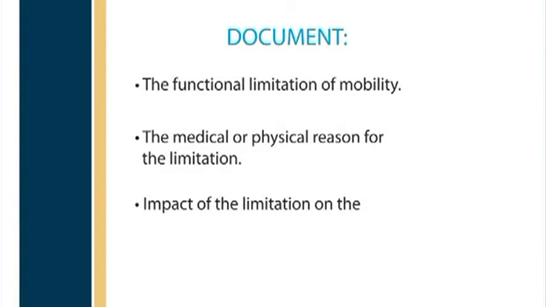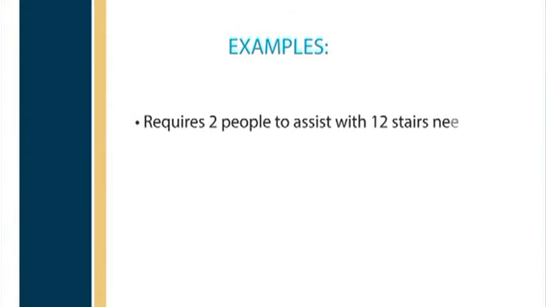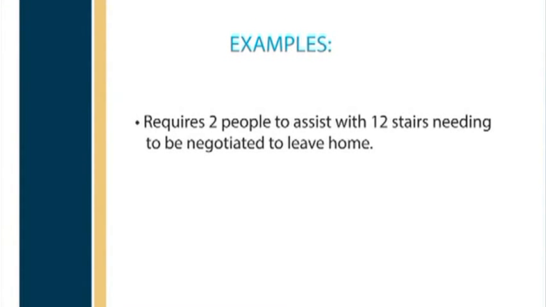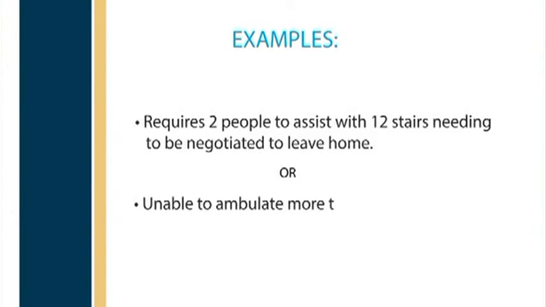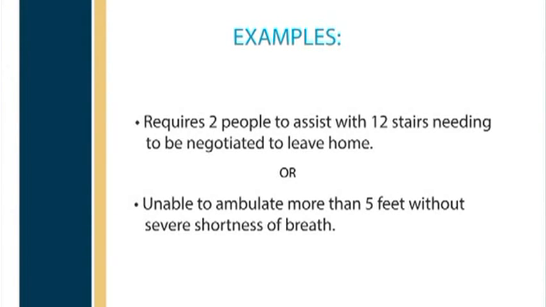Impact of the limitations on the patient's activity. This details the specifics of the patient's situation. Include the use of assistive devices or the help of another person and detail any considerable or taxing effort. Document the exact reasons, such as requires 2 people to assist with 12 stairs needing to be negotiated to leave the home, or unable to ambulate more than 5 feet without severe shortness of breath.